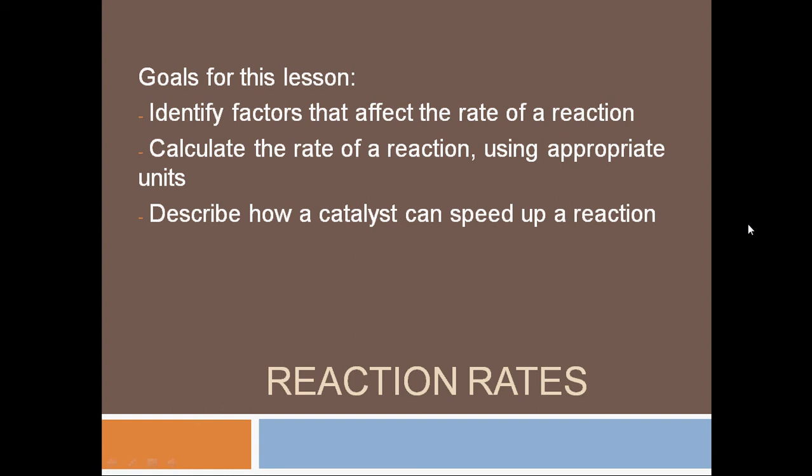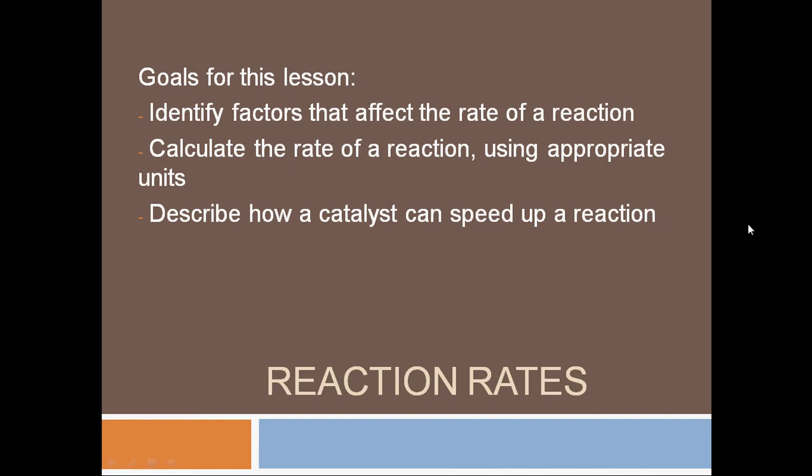Hey Chem students, this is your first lesson in the Reaction Rates and Equilibrium unit, and today what we're going to be focusing on is reaction rates. So three basic goals for this lesson. First of all, identify different factors that we can change in order to either speed up or slow down a reaction. Second goal is to be able to calculate the rate of a reaction using appropriate units for that.